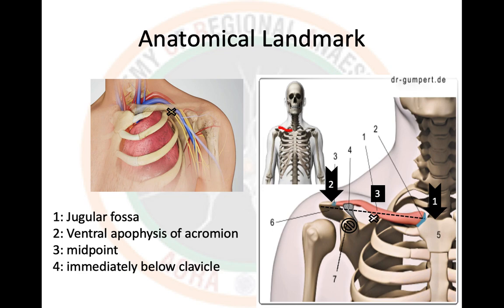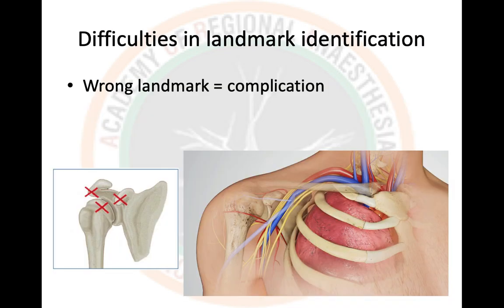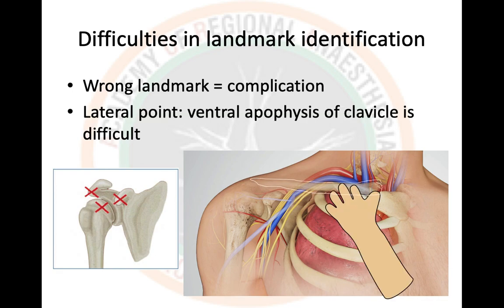But there is an issue. There is difficulty in landmark identification. So how will you identify the landmark? Especially the ventral epiphysis of the clavicle is difficult to palpate. The jugular fossa is easy to identify, but sometimes you will palpate the coracoid process, or sometimes the lateralmost part of the acromial process, or sometimes the humeral head. So there is difficulty in landmark identification. So what will you do? You need a simple tactic.